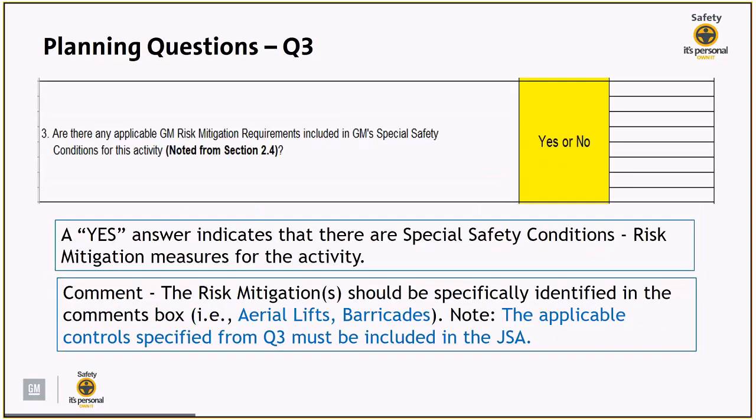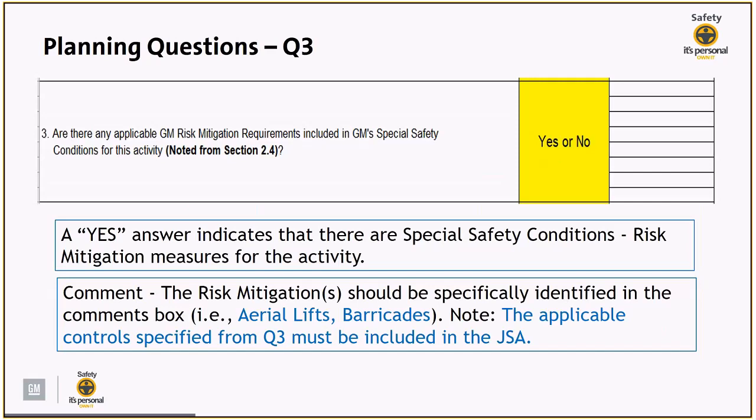Question 3 is asking, are there any applicable GM risk mitigations included in the GM special safety conditions for this activity? So if the seller answered yes, it would indicate that some of the GM risk mitigations are included in the tasks that the workers are performing. A comment you would expect to see is the seller filling out the drop-down box and specifically identifying what risk mitigations apply to the task, such as aerial lifts, barricading, etc.